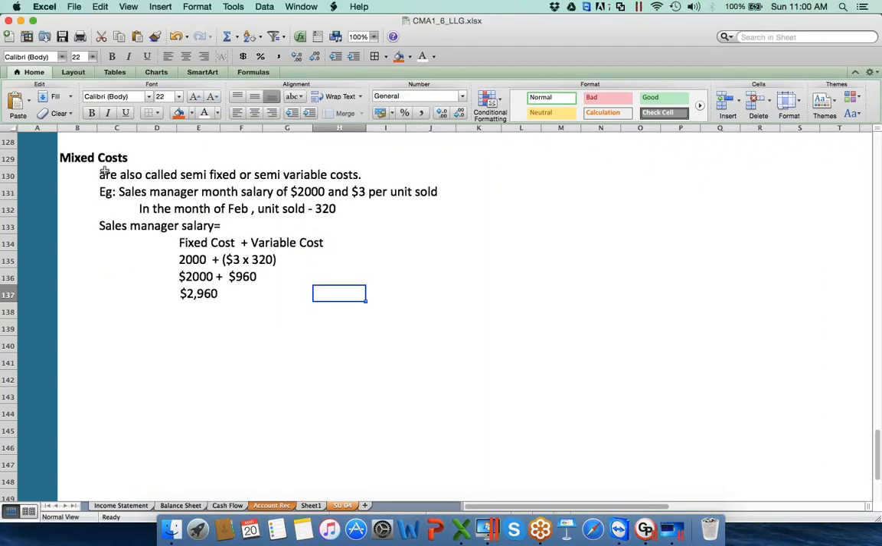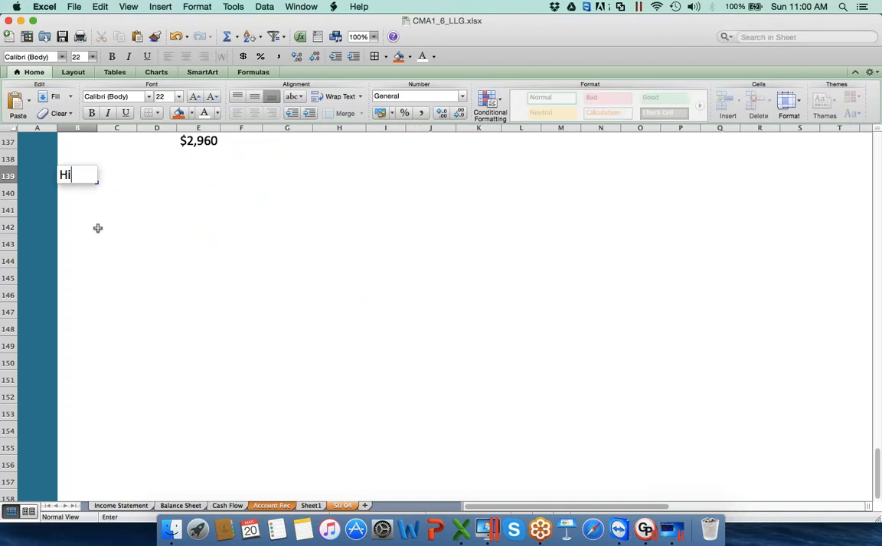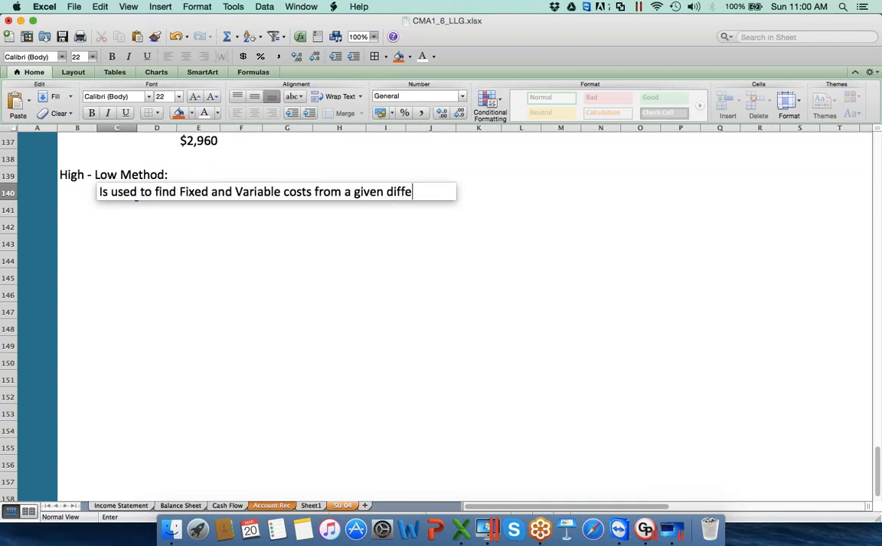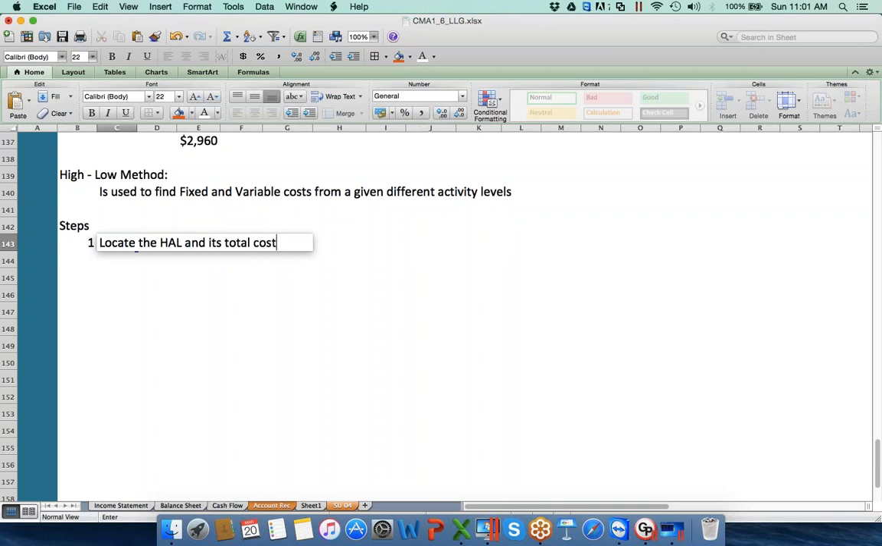High-low method. Using this fixed and variable cost system, from given activity levels we can find out fixed cost and variable costs. The high-low method is used to find fixed and variable costs from different activity levels. What are the steps to find out fixed and variable costs? Step one, locate the highest activity level and its total cost. Step two, locate the lowest activity level and its total cost.